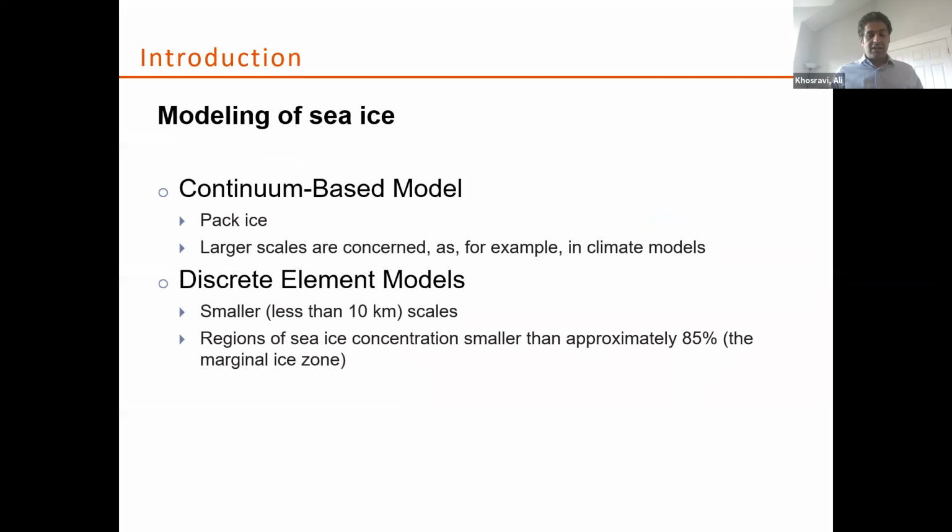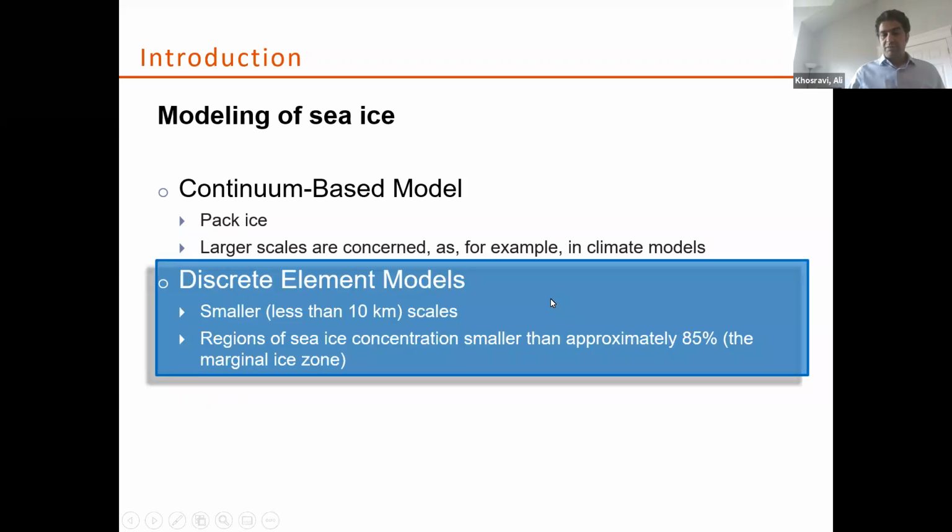Over the years, there have been many approaches developed for modeling of sea ice at different scales. Depending on the scale, we have continuum-based models, mostly for pack ice scales or for climate models where larger scales are concerned. And then we have discrete element models that are used for smaller scales, where the discontinuous nature of the sea ice cannot be ignored.